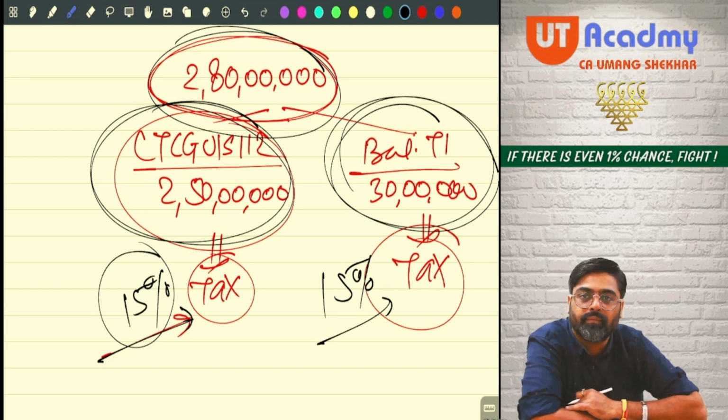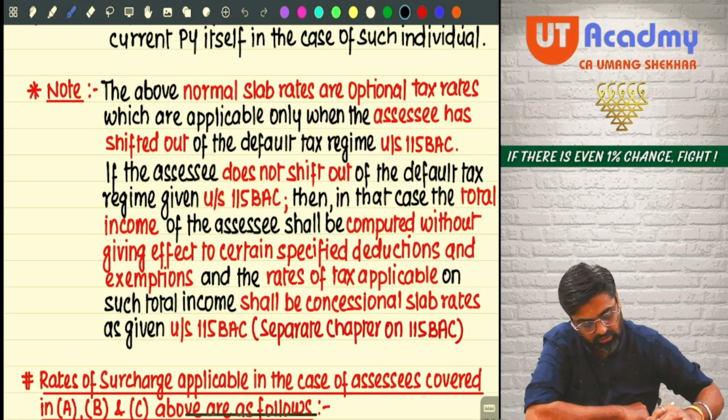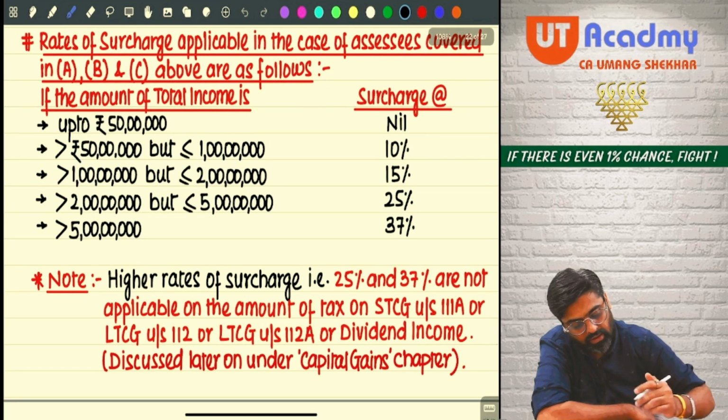Getting my point? Okay. So this was one discussion which I wanted to do, a very important discussion. See, these are the rates of surcharge.